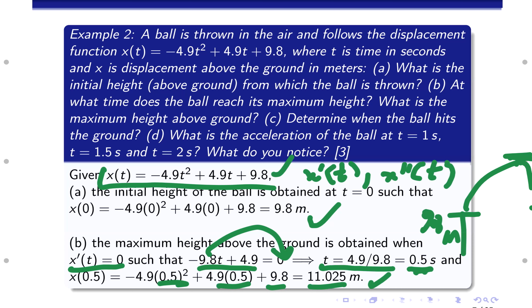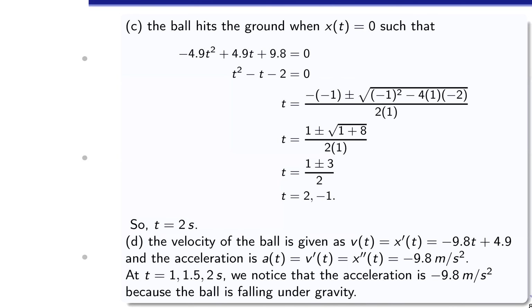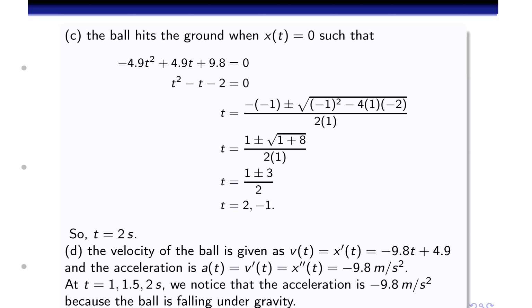So we have C and D to go. We want to determine when the ball hits the ground. When does the ball hit the ground? The ball hits the ground when x of t equals 0. That is the height. When the ball hits the ground, height is just 0, right? The height from the ground is 0. So at that point, x of t is 0. So just express your displacement as 0. So you have minus 4.9 t squared plus 4.9 t plus 9.8 equals 0.